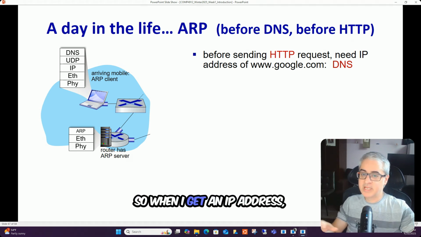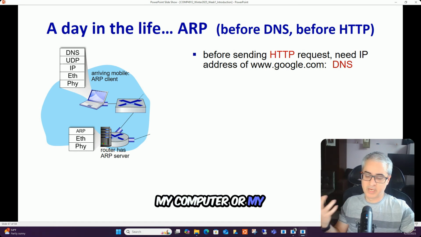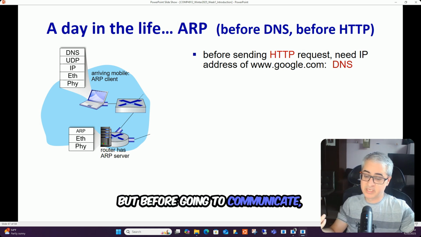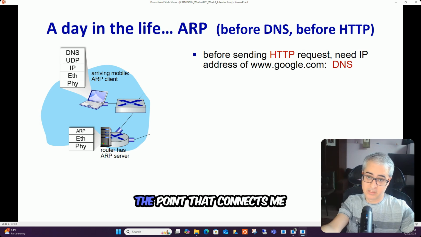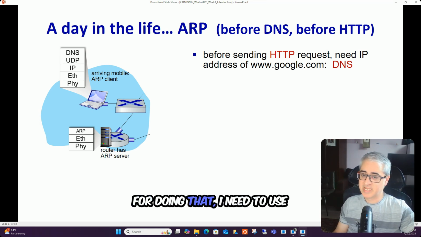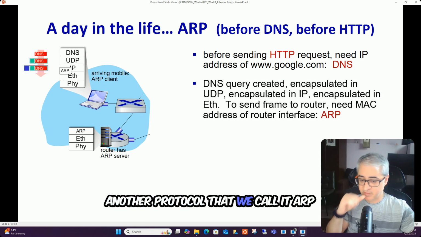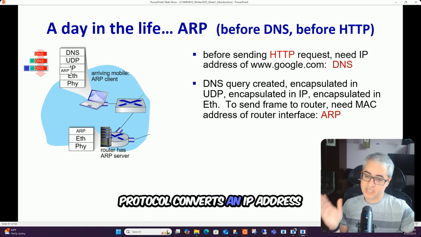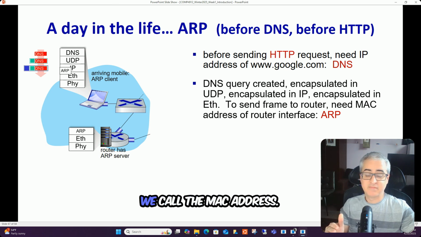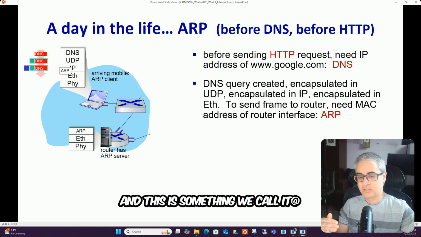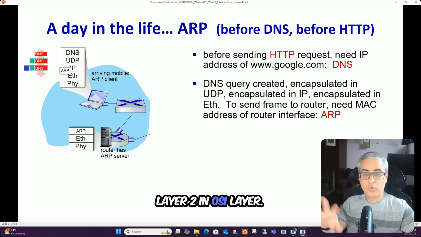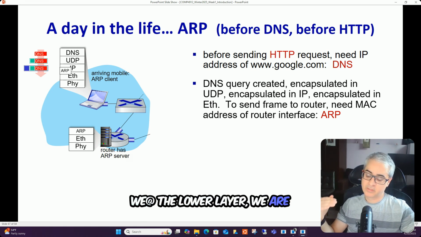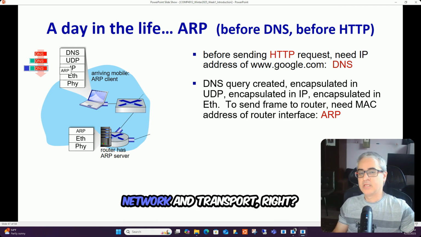Okay, so when my computer or my phone gets an IP address, it is now able to communicate. But before communicating, it needs to talk to its gateway, the point that connects me to the internet. For doing that, I need to use another protocol that we call ARP, or Address Resolution Protocol. The Address Resolution Protocol converts an IP address to another address that we call the MAC address. And this is something we call layer 2 in the OSI layers. The OSI model has 7 layers. At the lower layers, we are talking about physical, MAC, network, and transport, right?